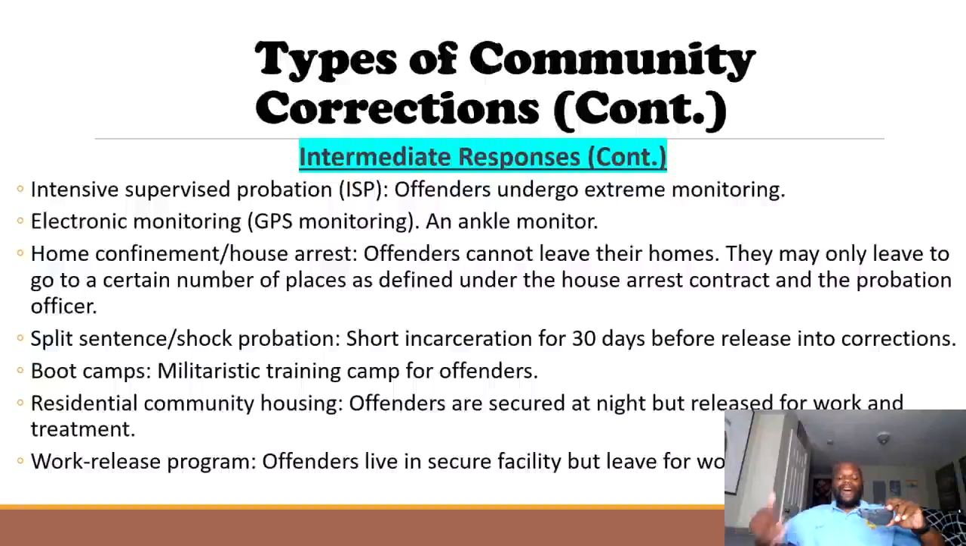Now, I want to say this before I move on, and you can see the other sentences or other sanctions: having to go to a boot camp, having to do a work release program, being on house arrest, meaning you have to stay home. You can't leave your home unless you're going to the probation office or church or work. Residential community housing means being in a secure facility at night, but going to work in the day.